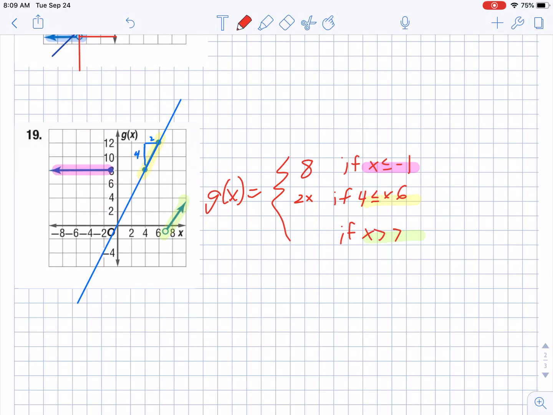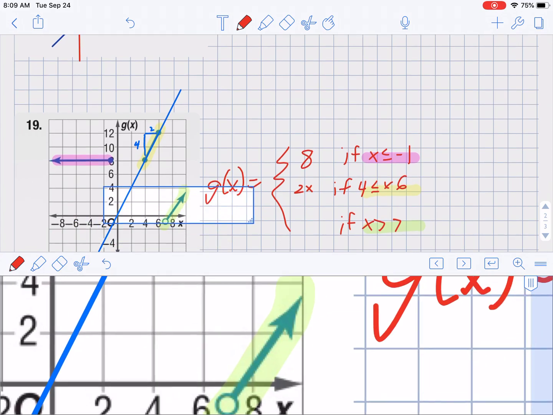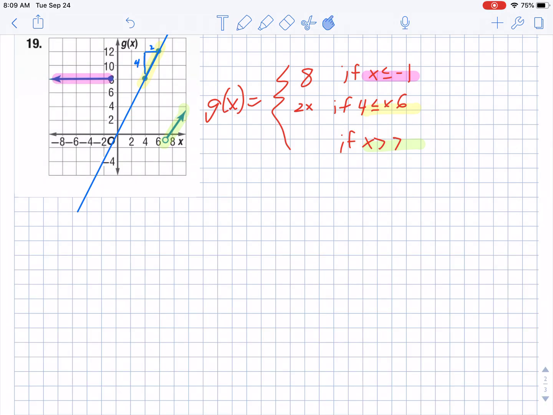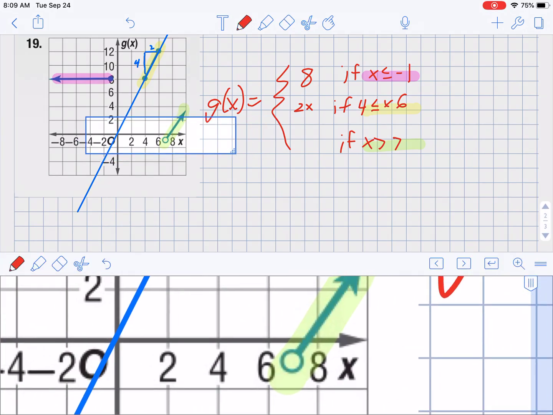Now, for this last part, it's a little trickier. For this last part, you have to pick a couple points and do your best to come up with the slope and y-intercept. The issue is if I try to extend this down and see where it hits the y-axis, I'm not on the grid. So that's not going to work. So this is where I'm going to choose a couple points. I'm going to choose this point there, which is 7, -1, and I'm going to call this point 8, 1.